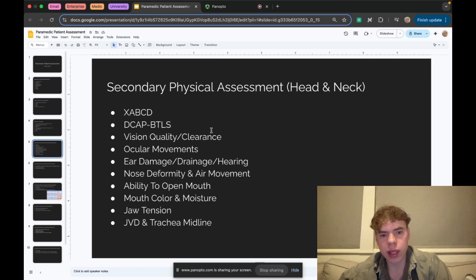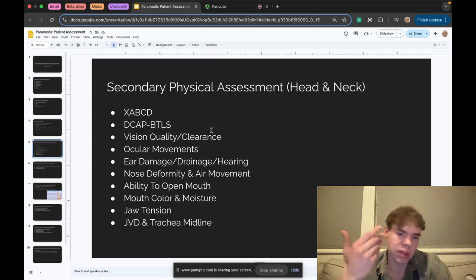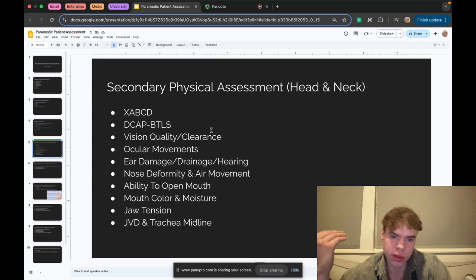And then looking at the nose, like if someone's had a trauma, is their nose deformed? Can they breathe out of their nose? Can they open their mouth? When they do open their mouth, how's the color of their mouth? Is their mouth pink and moist, like it's supposed to be, or is it pale? If it's pale, they might need oxygen. They might be cyanotic. And their jaw tension, can they move their jaw?